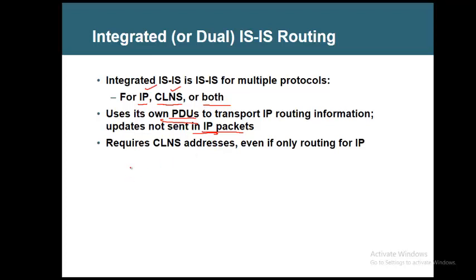So for these PDUs, for this ISIS, they need a CLNS address. Even if you are routing only for IP, you still need the CLNS address. That is what we call the NET ID. We'll talk about that in coming slides.